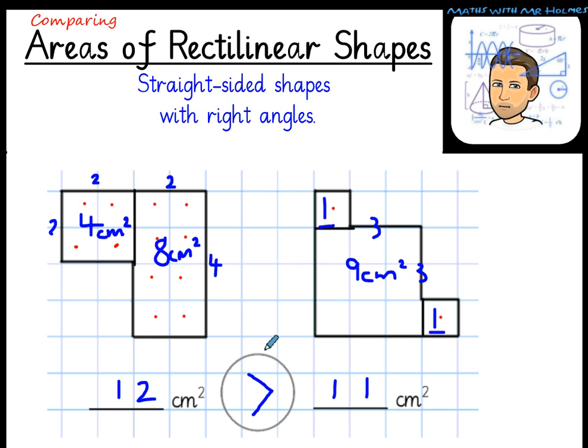Okay. Remember, if you forget, think about this as a greedy crocodile, and that greedy crocodile always eats the largest amount. That's why he's greedy. Okay, and so there we have it, comparing the areas of rectilinear shapes.